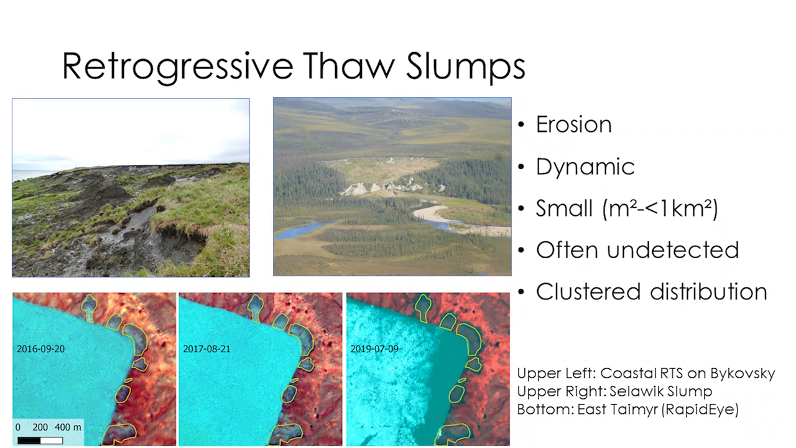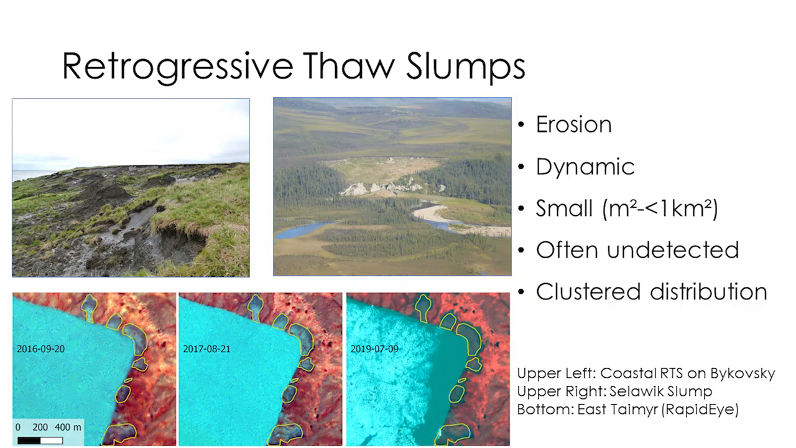We see some examples here on the top left from the Bykovsky Peninsula, which is a nice coastal thaw slump. And the second example on the top is the Selawik slump, which my Alaska colleagues pretty much notice instantly. They can be pretty dynamic and quite small. They range from very small, just a few square meters, to up to about 1 square kilometer, which are kind of the mega slumps, which we find in Batagai or some other places in northwestern Canada.